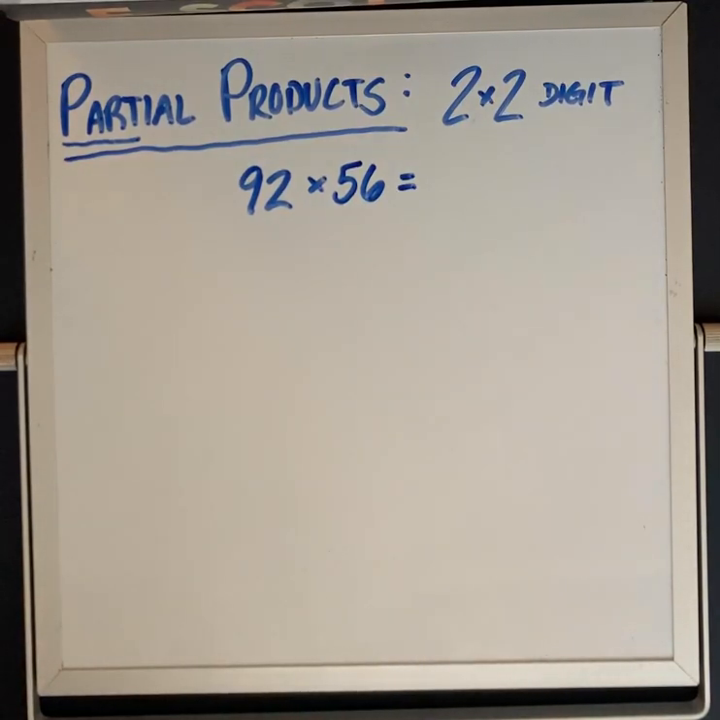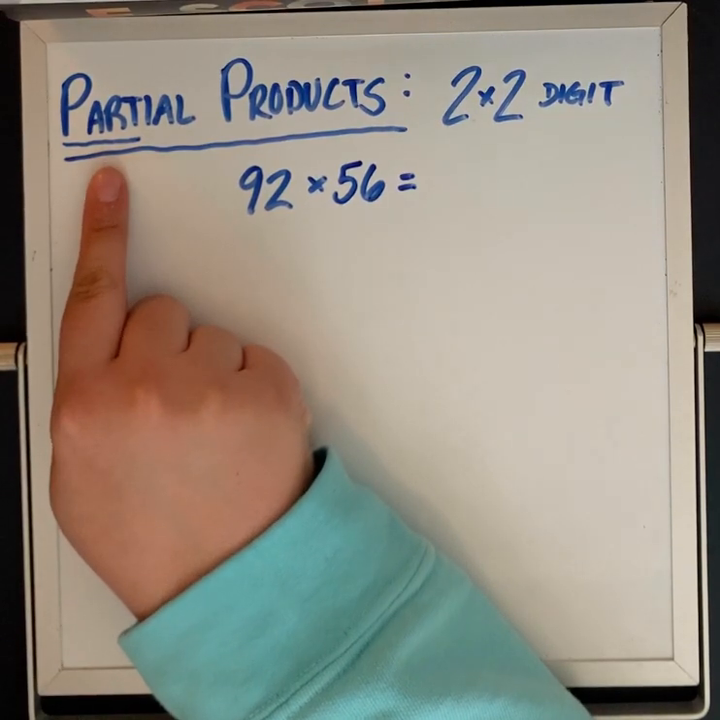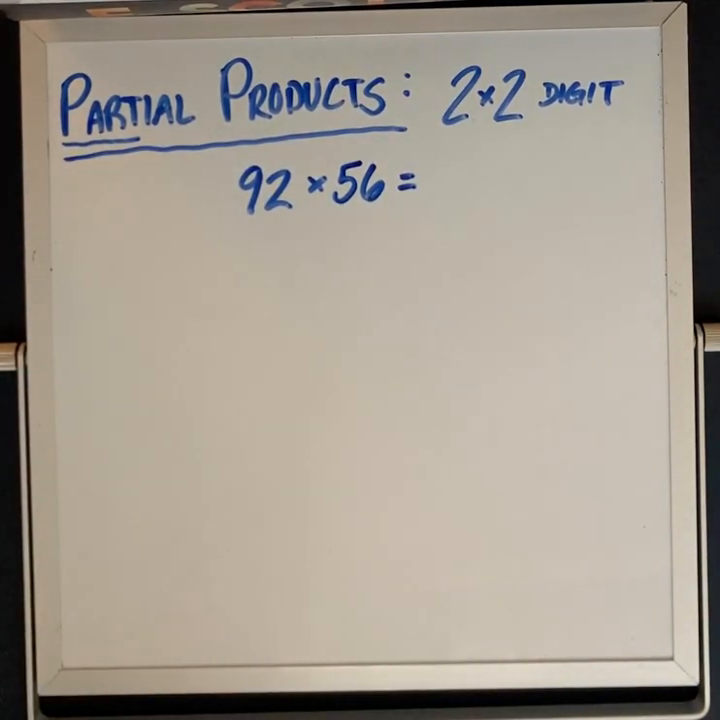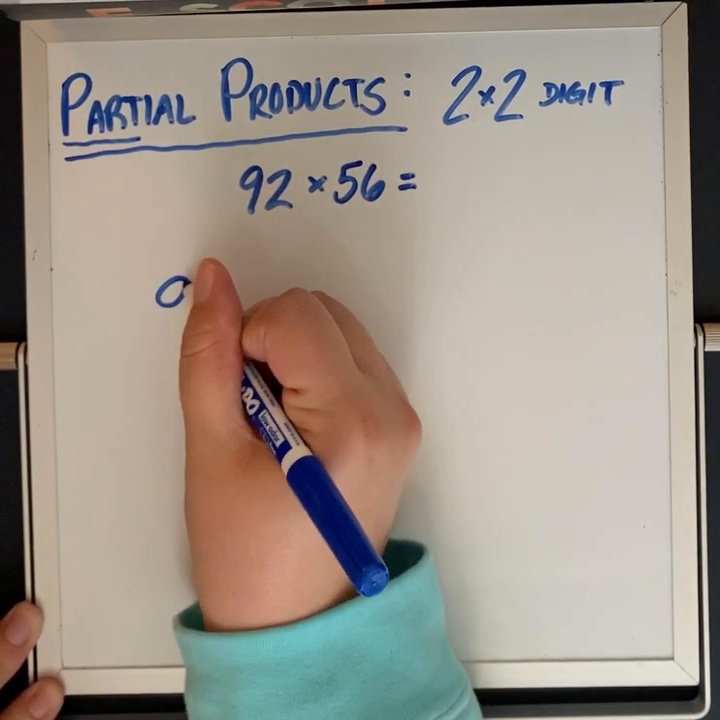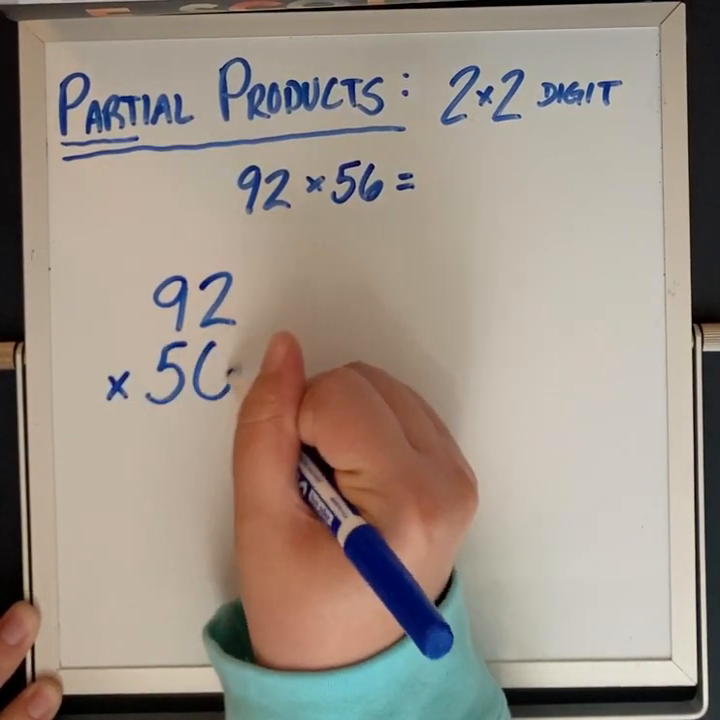Again, our partial product strategy is all about breaking down our numbers to find parts of our answer and then adding them all together. What makes it different than the area model is that I am not using a picture or a model to help. To solve using partial products, I'm going to rewrite my problem vertically. 92 times 56.